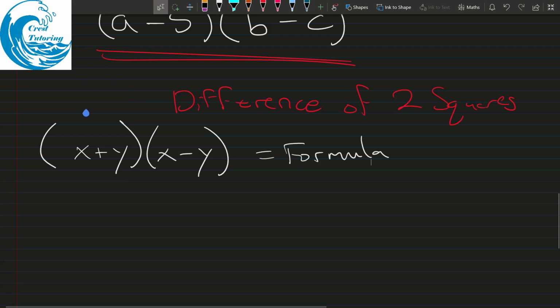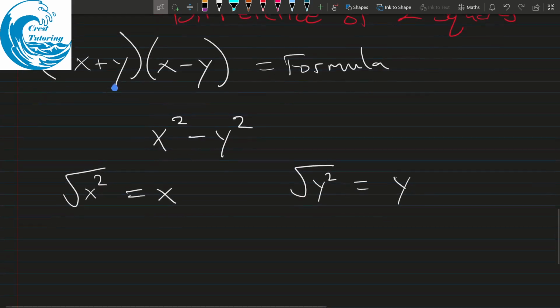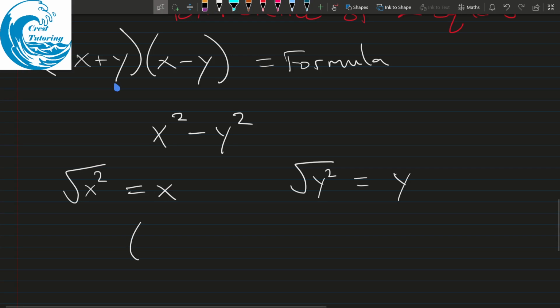So I'll use the formula even. So we'll say I gave you a question and it was x squared minus y squared. If I said to factorize that, what you do is you get the square root of x squared, that's just going to be x. You get the square root of y squared, that's just going to be y. And then you fill into your formula x plus y, x minus y. That's your answer.